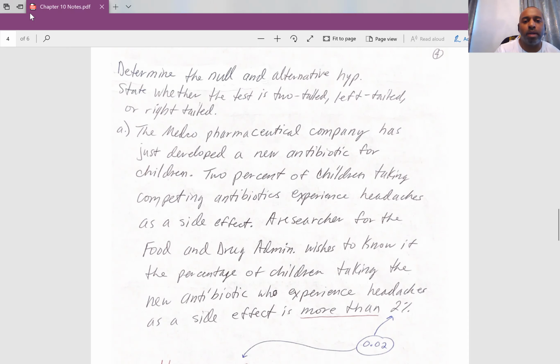All right, so we have a medical pharmaceutical company that has just developed a new antibiotic for children. 2% of children taking competing antibiotics experience headaches as a side effect. A researcher for the Food and Drug Administration wishes to know if the percentage of children taking the new antibiotic who experience headaches as a side effect is more than 2%. I'll give you a chance to write that down before we explore setting up the null and alternative hypothesis.